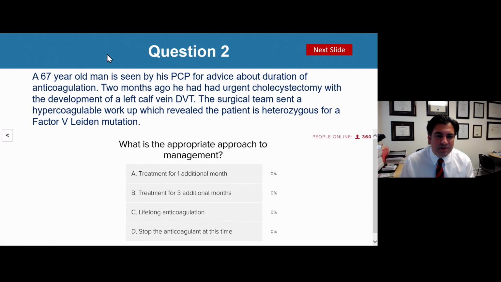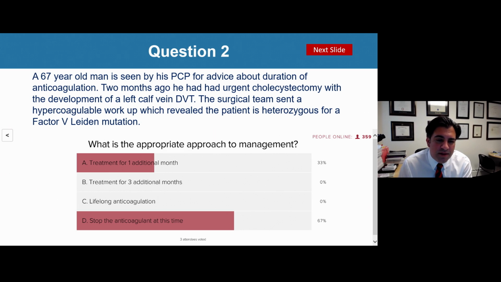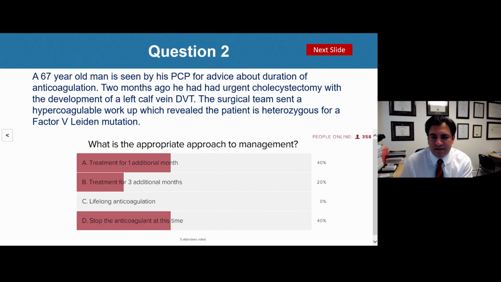We're going to go to the next question. Question 2 is a 67-year-old man seen by his primary care physician for advice about duration of anticoagulation. 2 months ago, he had urgent cholecystectomy and developed a left calf vein DVT. The surgical team sent a hypercoagulable workup which revealed he is heterozygous for a factor V Leiden mutation. What is the appropriate approach to management? A, treatment for 1 additional month. B, treatment for 3 additional months. C, lifelong anticoagulation. D, stop the anticoagulant at this time.